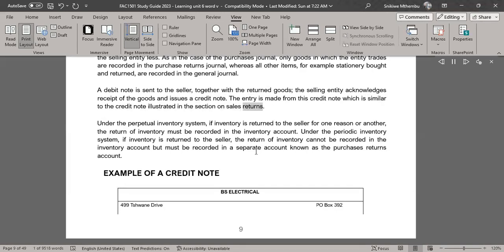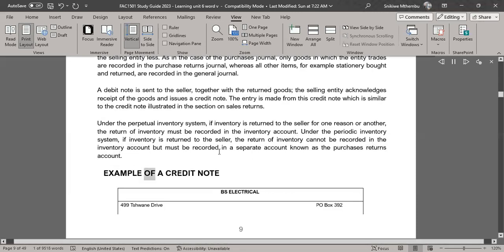Under the Perpetual Inventory System, if inventory is returned to the seller for one reason or another, the return of inventory must be recorded in the inventory account. Under the Periodic Inventory System, if inventory is returned to the seller, the return of inventory cannot be recorded in the inventory account but must be recorded in a separate account known as the Purchases Returns account. 6. Example of a credit note.